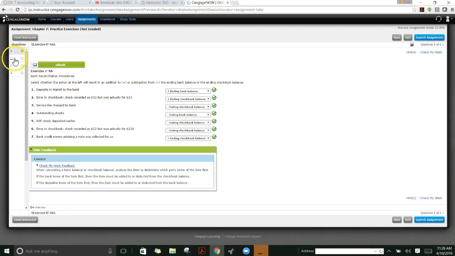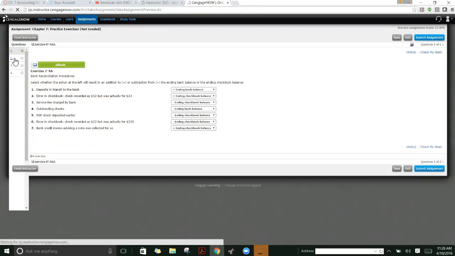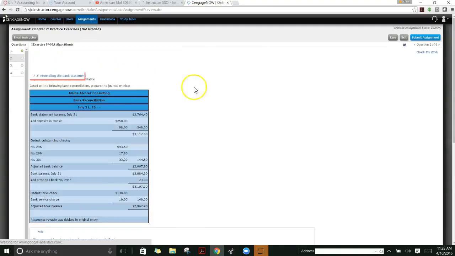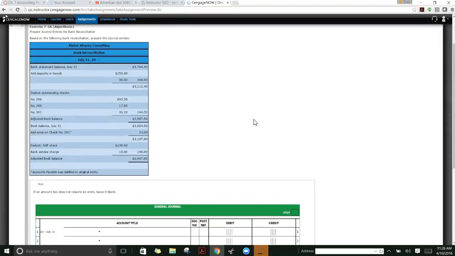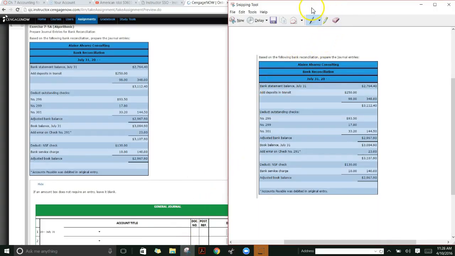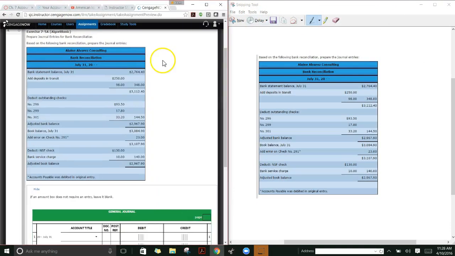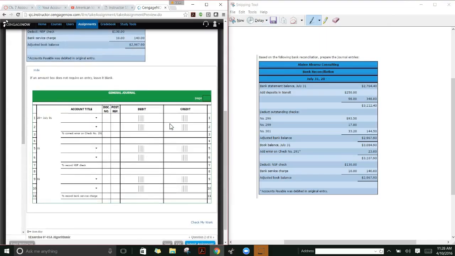Okay, then practice problem 2. In this case, you're going to prepare the journal entries for a bank reconciliation. So we have the bank reconciliation shown above, and I have snipped it. I'm going to put that on the right side of my screen, and on the left side I'm going to put the part at the bottom that I need to see.